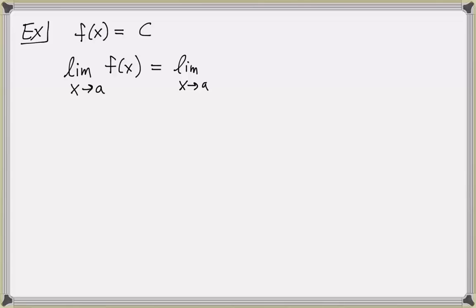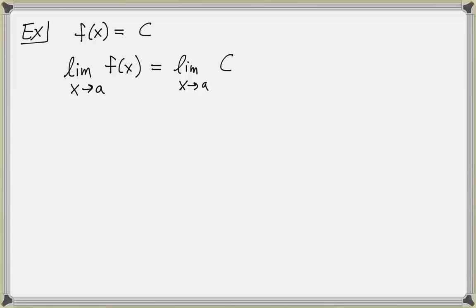How about an even easier function, like the function defined by a constant? F of x equals a constant c. So this is a constant function. Whatever value you plug in for x, the f of x value will always equal c. Let's consider the limit of f of x as x approaches a. Well, f of x just equals the constant c for any value of x.